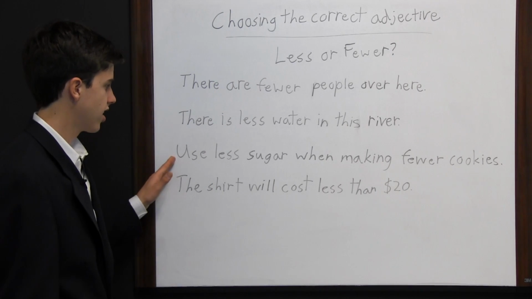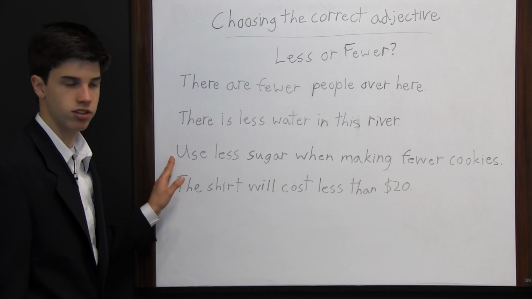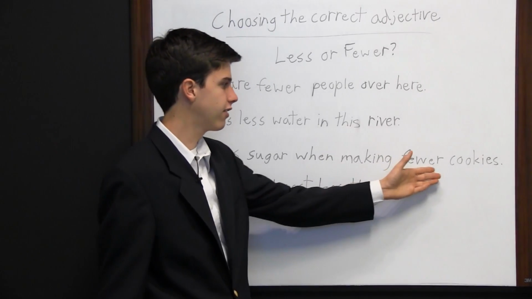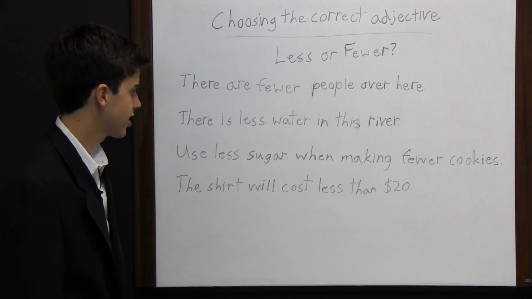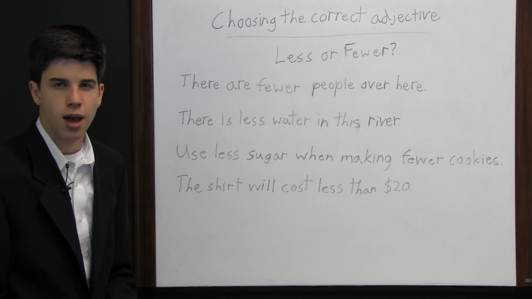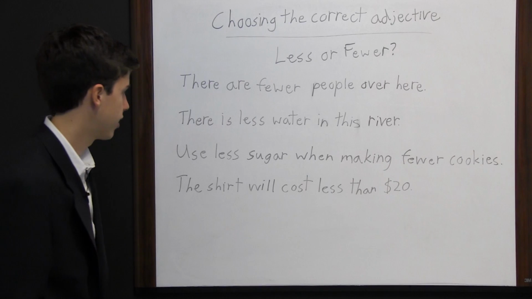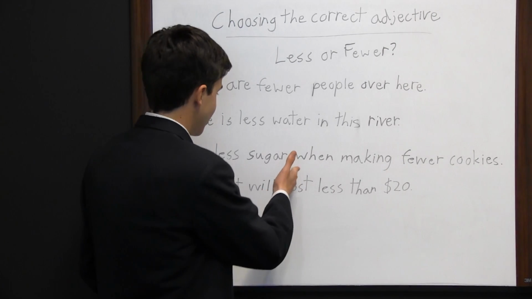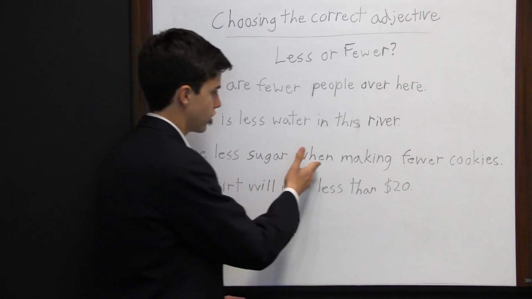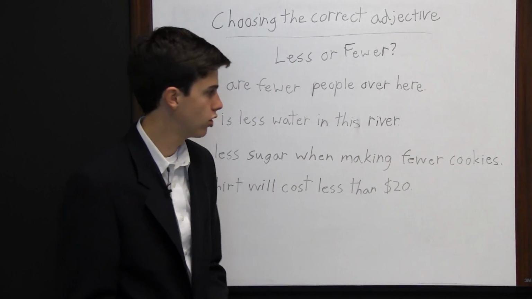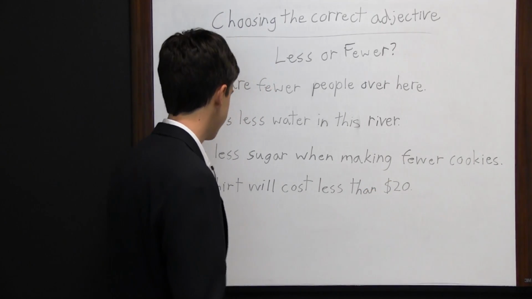Now this next sentence combines cases in which we can use less and fewer. It says, use less sugar when making fewer cookies. Sugar is not something that's countable. I mean, of course you could count each individual grain of sugar, but overall, sugar is not countable. So we use the adjective less. And then we continue on to the sentence. It says, use less sugar when making fewer cookies. Cookies is something that's very countable. So we use the adjective fewer.